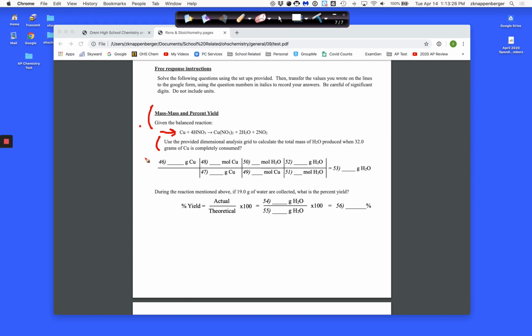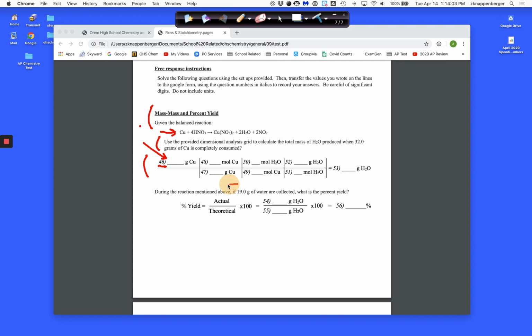You'll notice that we have filled out the dimensional analysis grid. I know that this is probably leading a little bit in terms of how we will be solving this problem, but the structure for the solution is given to you, and then there are blanks in which you'll be writing the numbers that you would have written as if you were solving the problem. For example, number 46 would be the place where you would write down the mass of copper that you would start this problem with.